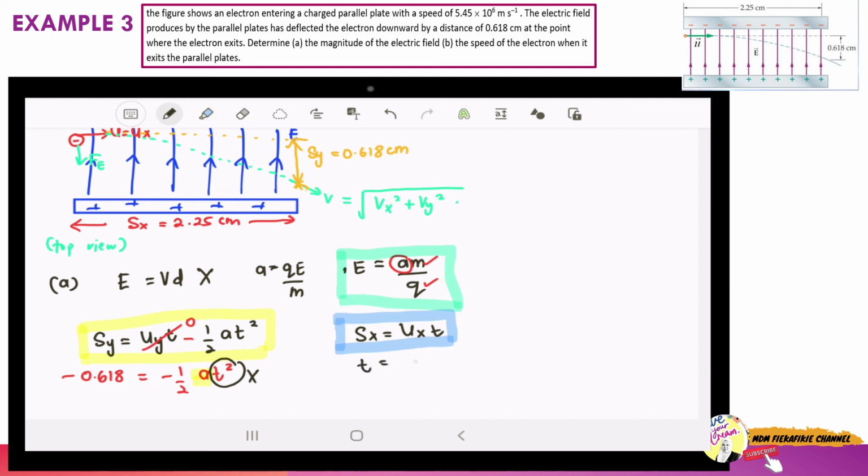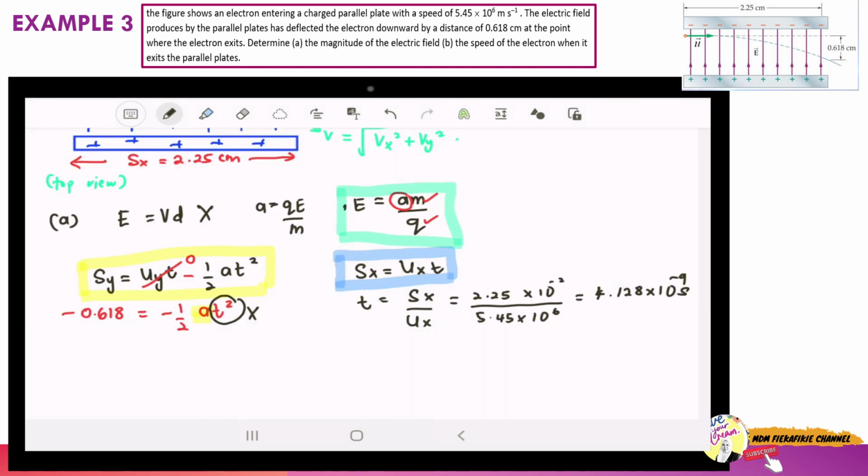Since we have Sx and Ux, we don't have a problem finding t, where t is equal to, so this is 2.25 centimeter. Make sure you change to meter. And Ux is 5.45 exponent 6. And t is equal to 4.128 times 10 power of negative 9 second.